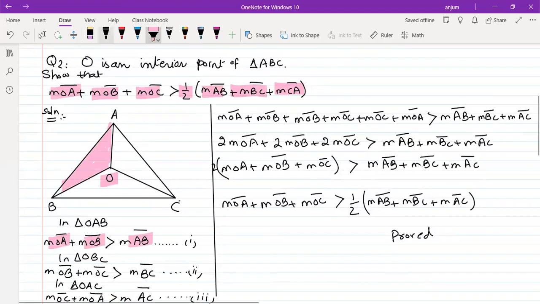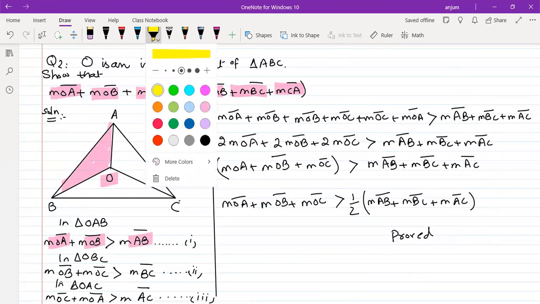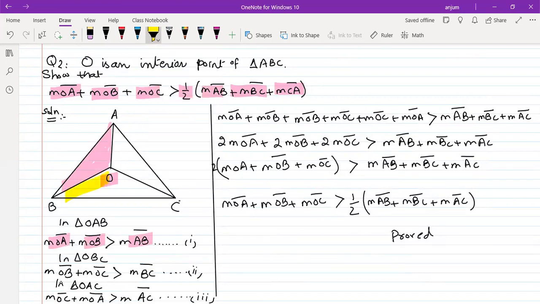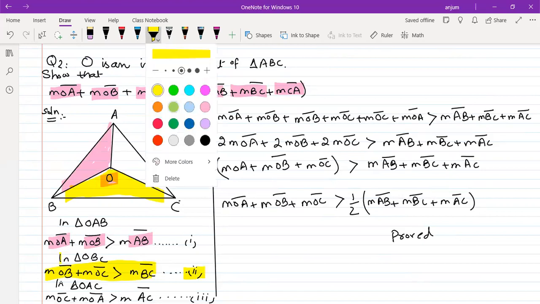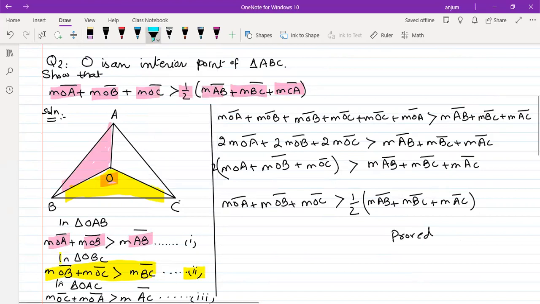And if we look at the second triangle, OBC, in this triangle we apply the same rule that the sum of two sides is greater than the third side, then we get the result that measure OB plus measure OC is greater than BC. This is result number 2. And if we look at the third triangle here, OAC, we can apply the same rule that the sum of the two sides will be greater than the third side. So measure OC plus OA is greater than AC, and this is result number 3.